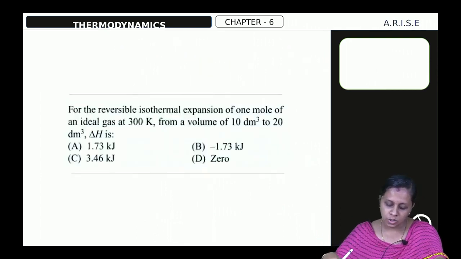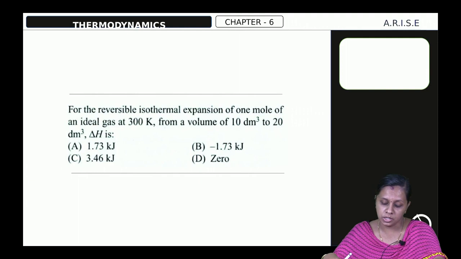That is, for a reversible isothermal expansion of 1 mole of an ideal gas at 300 Kelvin from a volume of 10 dm cube to 20 dm cube, delta H is equal to. So for an isothermal reversible expansion, what do you mean by isothermal reversible expansion? Isothermal reversible expansion means the temperature remains constant during the process. For 1 mole of an ideal gas at 300 Kelvin from a volume of 10 dm cube to 20 dm cube, they are asked to find out enthalpy change.